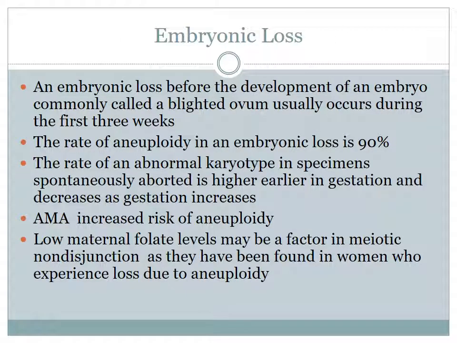In looking at embryonic loss, an embryonic loss refers to a loss before the development of an embryo, commonly called a blighted ovum. Usually this occurs during the first 3 weeks. The rate of aneuploidy in an embryonic loss is 90%. The rate of an abnormal karyotype in specimens spontaneously aborted is higher earlier in the gestation, and it decreases as gestation increases. Advanced maternal age, if you all remember, increases the risk of aneuploidy, and low maternal folate levels may be a factor in meiotic non-disjunction, as they have been found in women who experience loss due to aneuploidy.